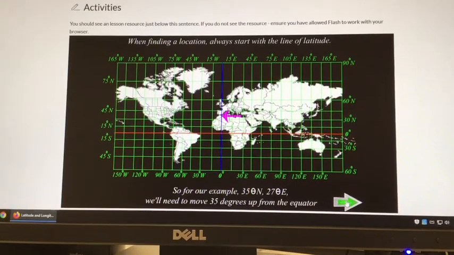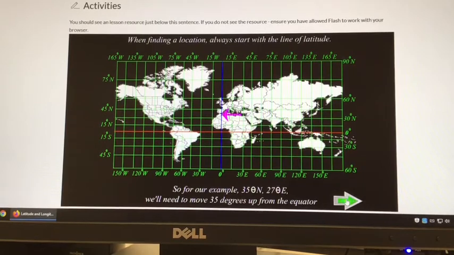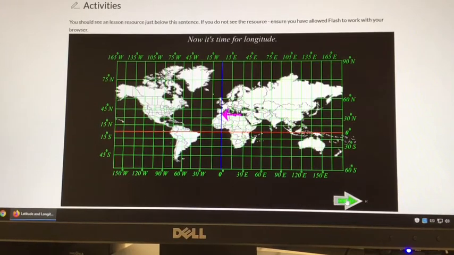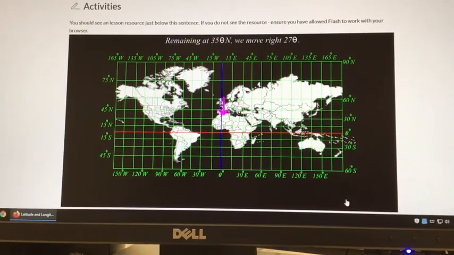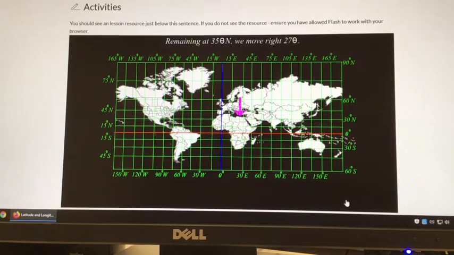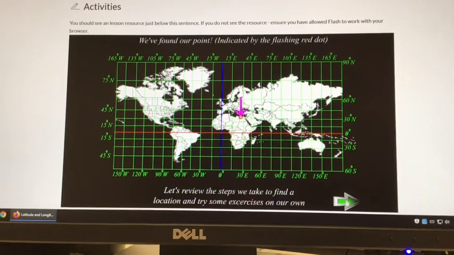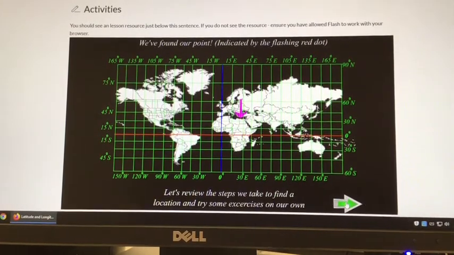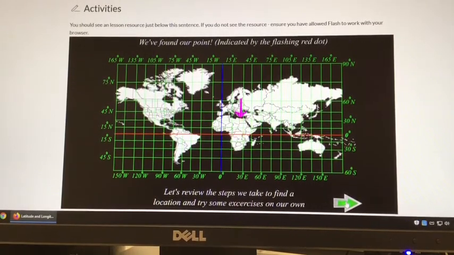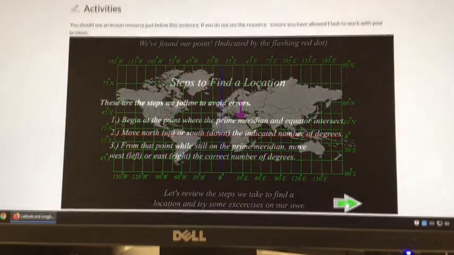So for our example, 35 degrees north, 27 degrees east, we'll need to move 35 degrees up from the equator. Now it's time for longitude. Remaining at the 35 degrees north, we move to the right 27 degrees. We've found our point, indicated by the flashing red dot. Let's review the steps we take to find a location and try some exercises on our own.